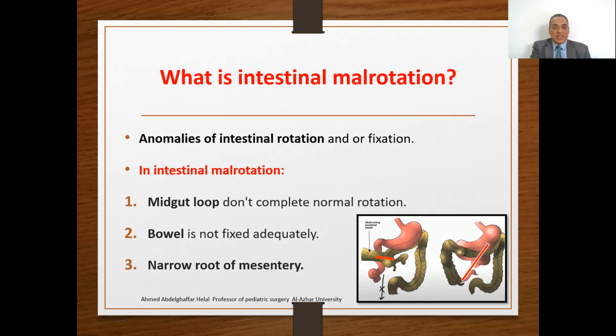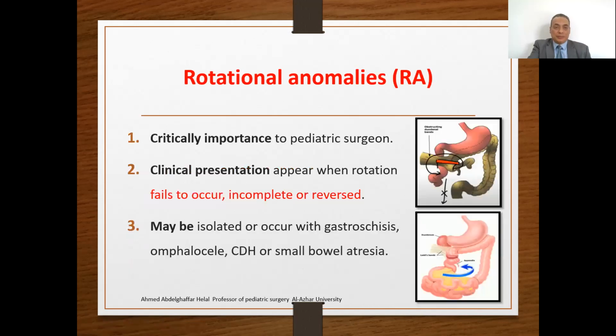The bowel is not fixed adequately. There will be a narrow base of mesentery, and this makes it more susceptible to midgut volvulus. When we compare the root of mesentery represented by this small red line to the normal root of mesentery represented by this large red line, starting from the DJ junction on the upper left midline to the cecum on the lower right of the abdominal side.